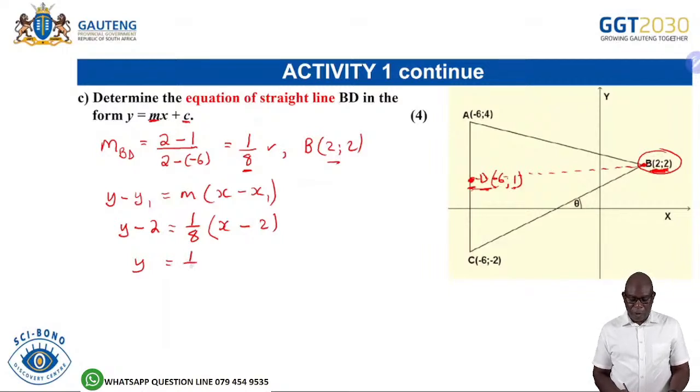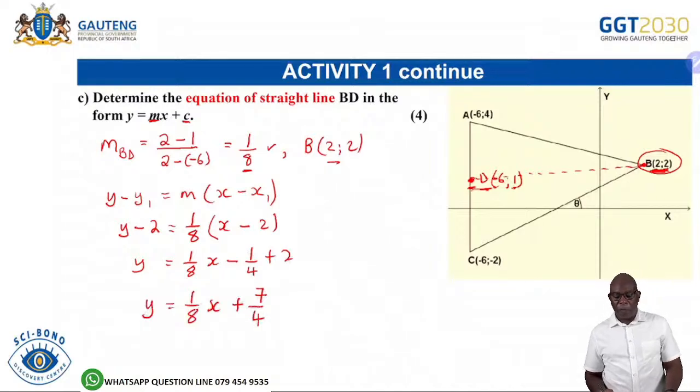So I'm going to have 1 over 8x. If I multiply this out, this 1 over 8 multiplied by negative 2, I'm going to get 1 over 4. Then I transpose this negative 2 to this side, I get a plus 2. Then my y value is going to be 1 over 8x. And then if I add this, I'm going to get 7 over 4.